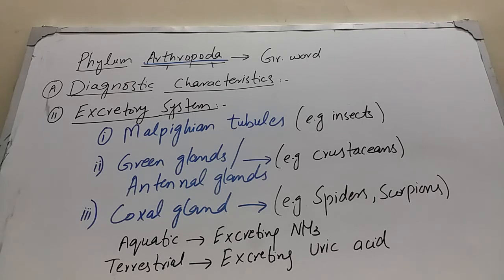And secondly, aquatic arthropods, meaning those living in the water, excrete ammonia. They are known as ammoniotelic. Aquatic arthropods are ammoniotelic, excreting ammonia, while terrestrial arthropods living on the land excrete uric acid. So they are known as uricotelic. So aquatic arthropods are ammoniotelic and terrestrial or land arthropods are uricotelic.